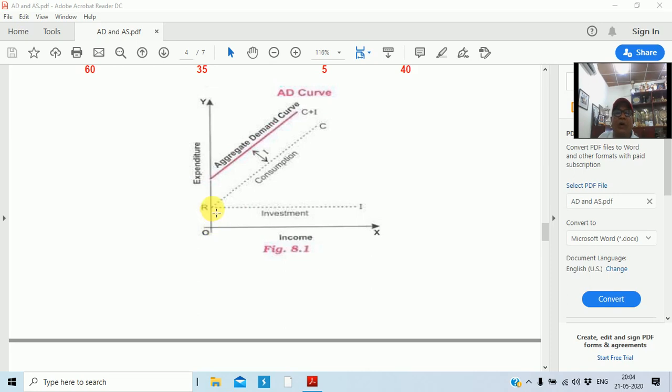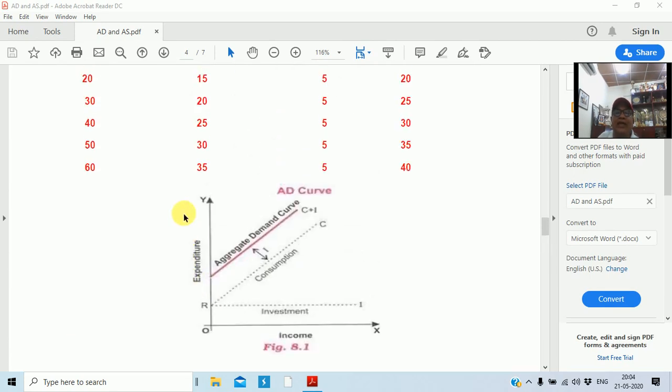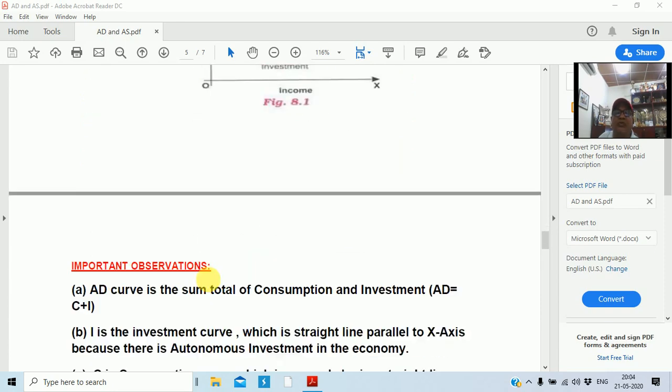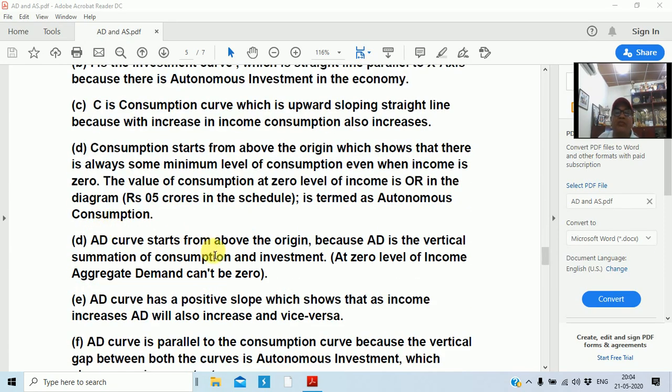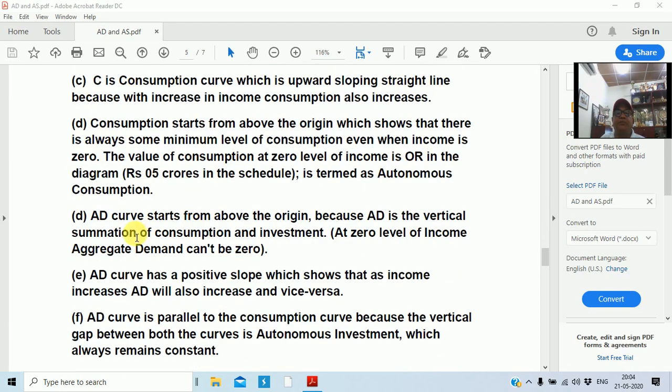It starts from some point on the y-axis, and as we know, AD is equal to C plus I. That's why AD also starts from some point on the y-axis. Then further he is writing, the AD curve starts from above the horizon because AD is the vertical summation. See, these are the two curves. It is a vertical summation of consumption and investment.